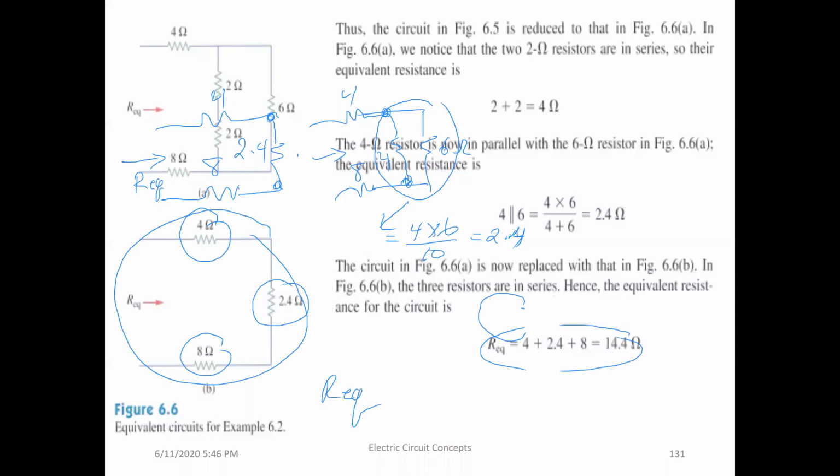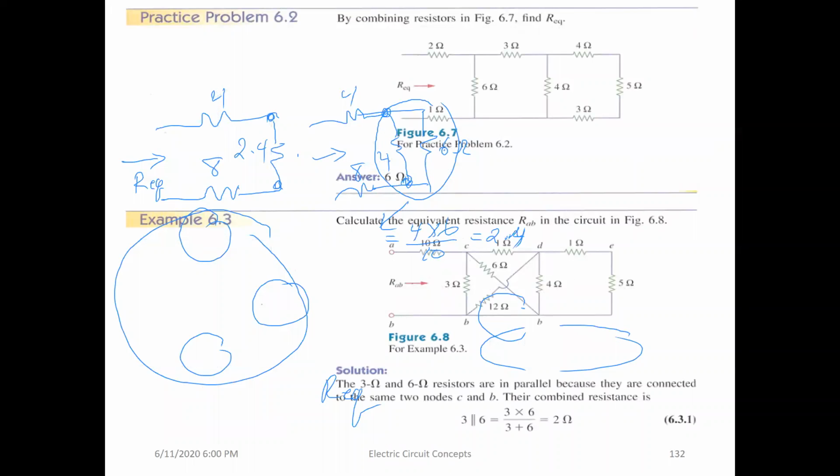So again, if we go step by step, try to simplify the circuit and look at the branches, look at the elements. If they are in series, combine them and add them. If they are in parallel, if they are 2, use the product over the sum. If they are more than 2, use 1 over R equivalent equals 1 over R1 plus 1 over R2 and so on.